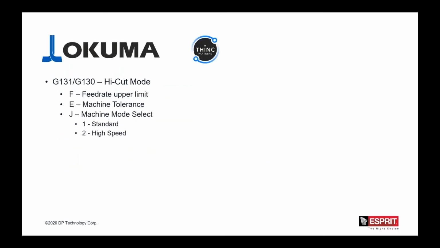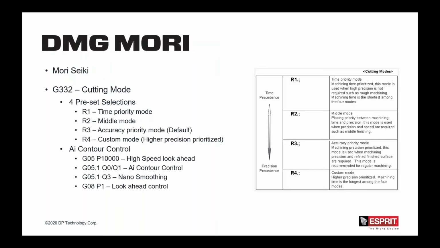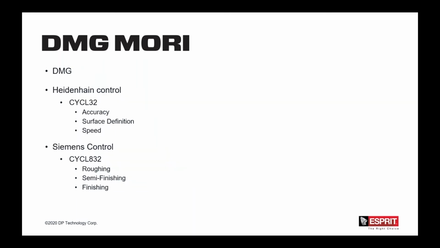For Okuma, you have high cut mode, G131 and G130. And again, you would want to make sure that your J parameter is set to high speed for this. On DMG MORI, you have G332, which is your cutting mode. Again, these are just some parameters that you would need to make sure are set properly at the control. And if you have a Heidenhain control or Siemens control, you have cycle 32 or cycle 832, which are your high-speed machining cycles. You're going to want to use those.